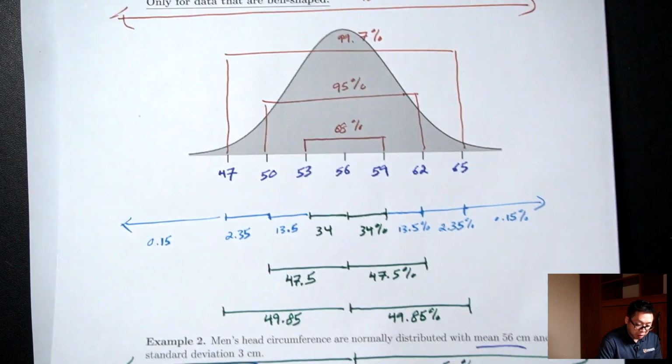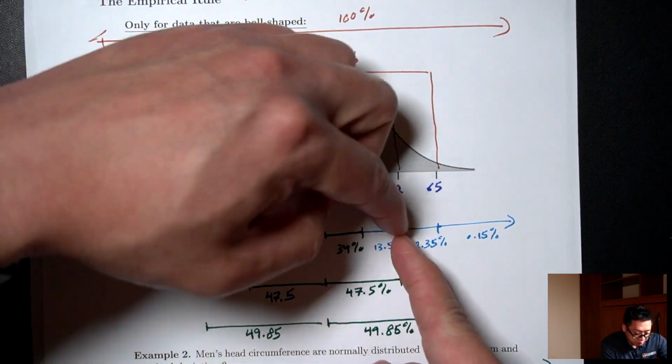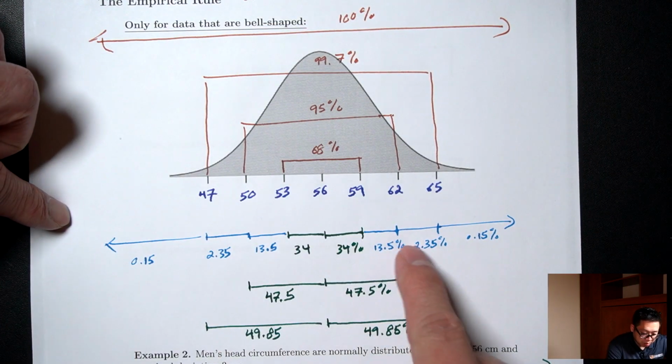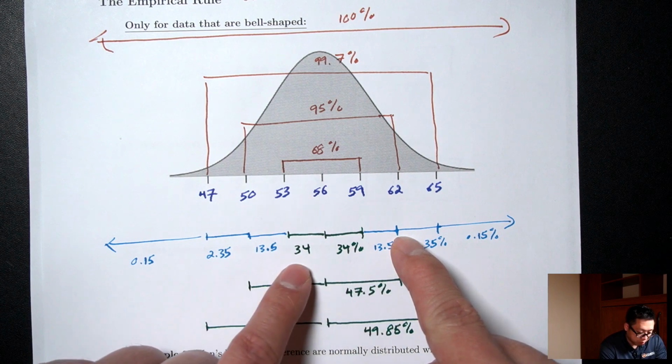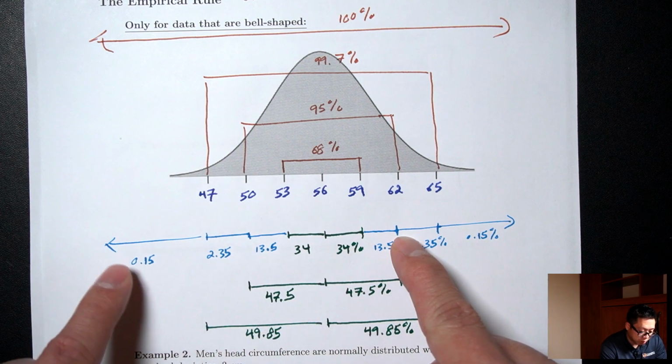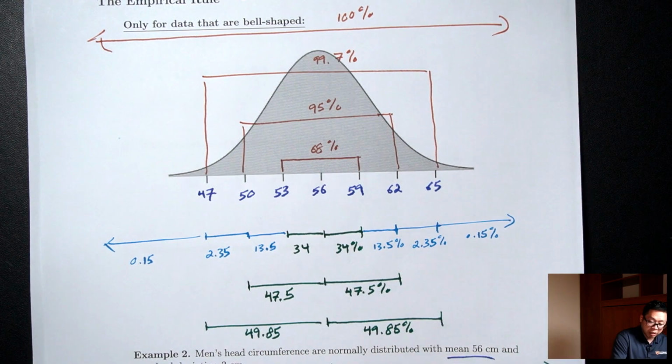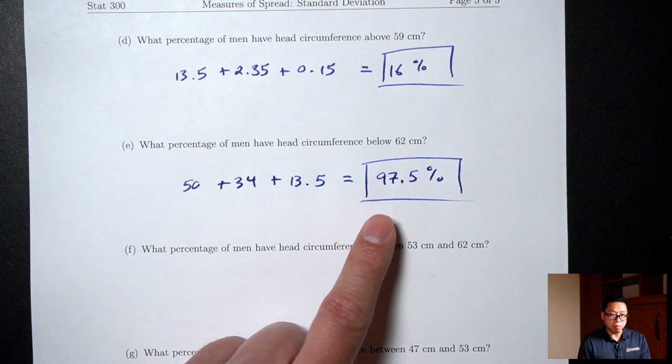Now, once again, you could also just go 62 all to the left, add up all these percentages: 13.5, 34, 34, 13.5, 2.35, 0.15. And you should still get 97.5%.